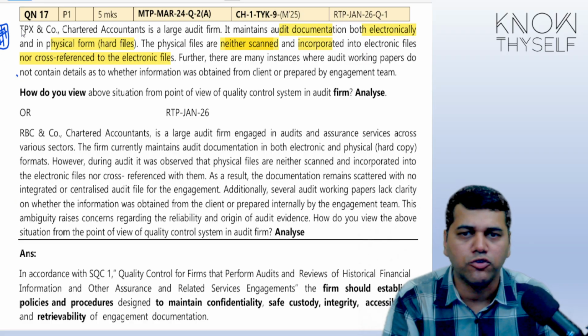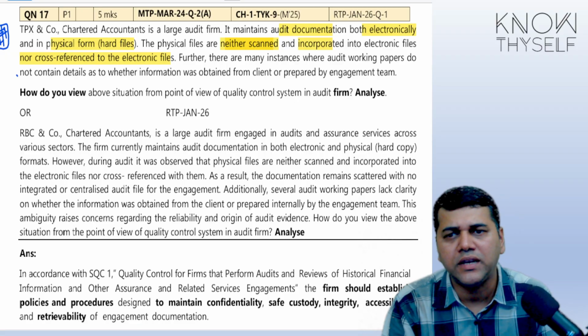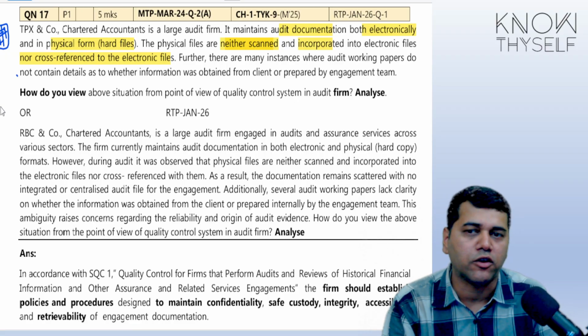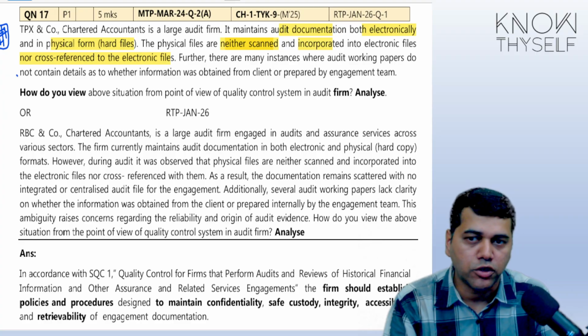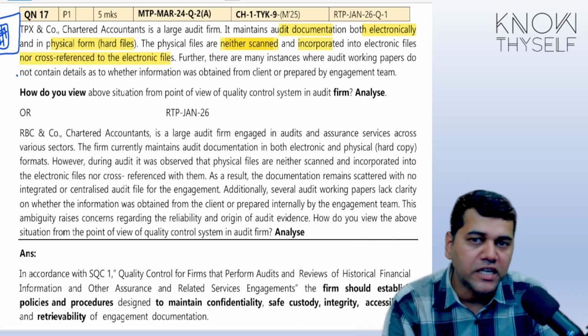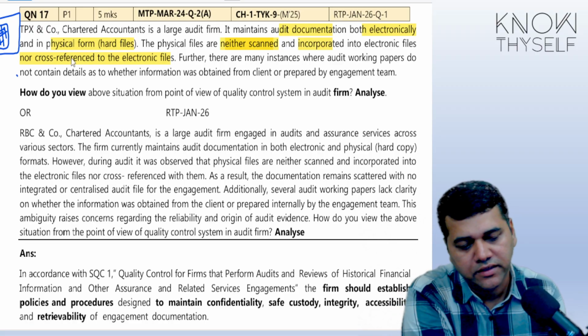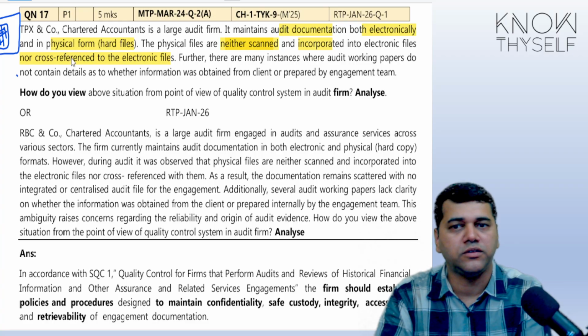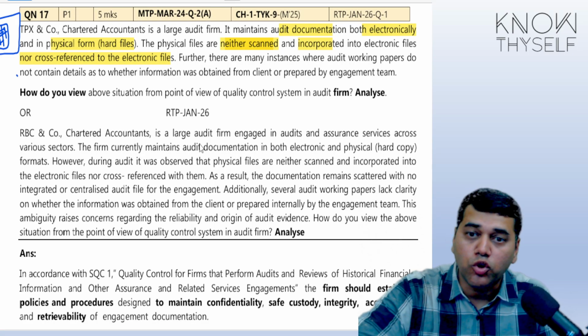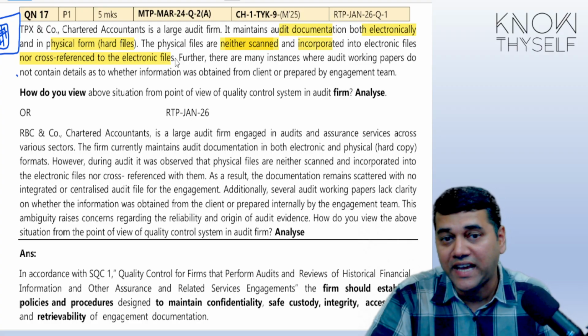Like in your office also you may be having physical copies. What is a physical copy? Like management representation must have been given in hard copy. What should they have done? They should have scanned it and maintained a complete electronic database. No, but here there is a split. Now some data is in electronic form, some is in hard copy. But there is no cross reference and there is no scanning.